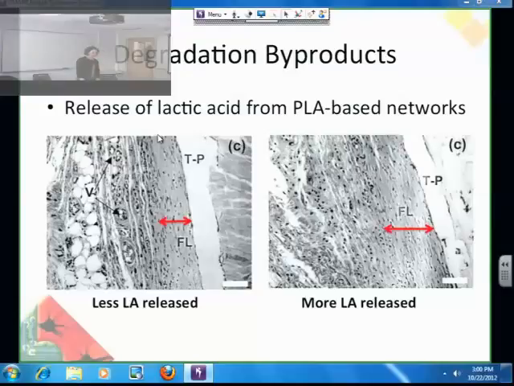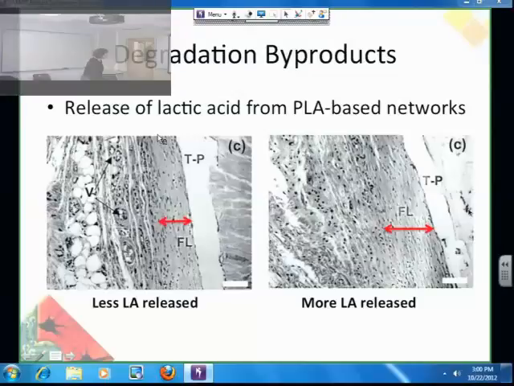Degradation byproducts are something that you might not think about as being important for the inflammatory response, but once you think about it, of course, it's kind of obvious that any monomer or byproduct that's released is going to affect the macrophages and the inflammatory response in addition to the biomaterial itself. So this is an example of PLA-based networks, so they're basically cross-linked PLA networks. And the fibrous capsule, denoted here by FL as fibrous layer, is much thinner for the slower degrading material than for the faster degrading material at this time point.